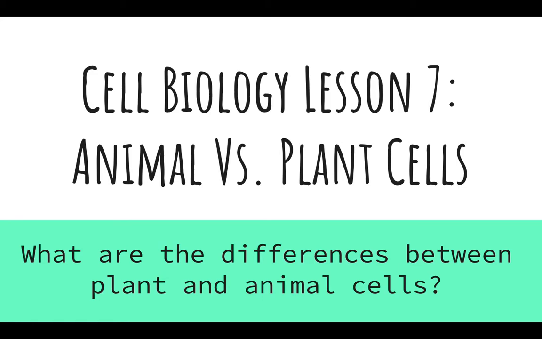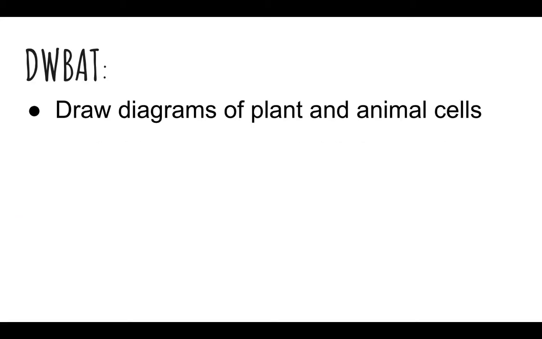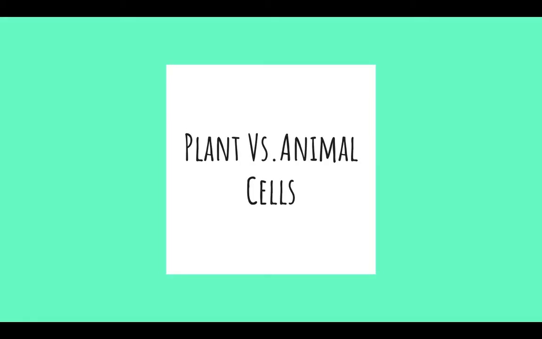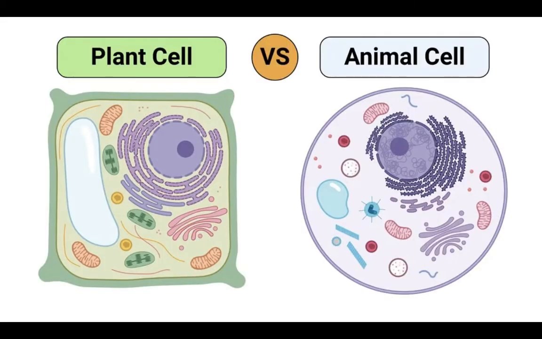Cell biology lesson 7 is about animal and plant cells, and the key question is, what are the differences between plant and animal cells? The objective is Discipuli will be able to draw diagrams of plant and animal cells. The first section is about comparing plant and animal cells. This is a drawing for your reference.